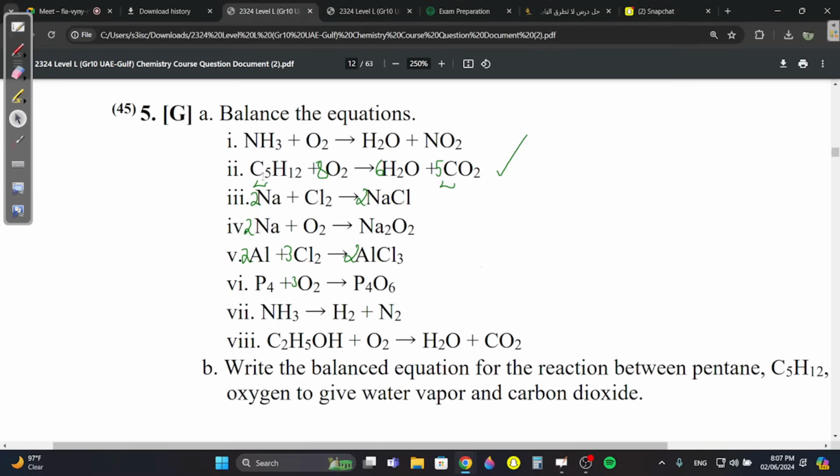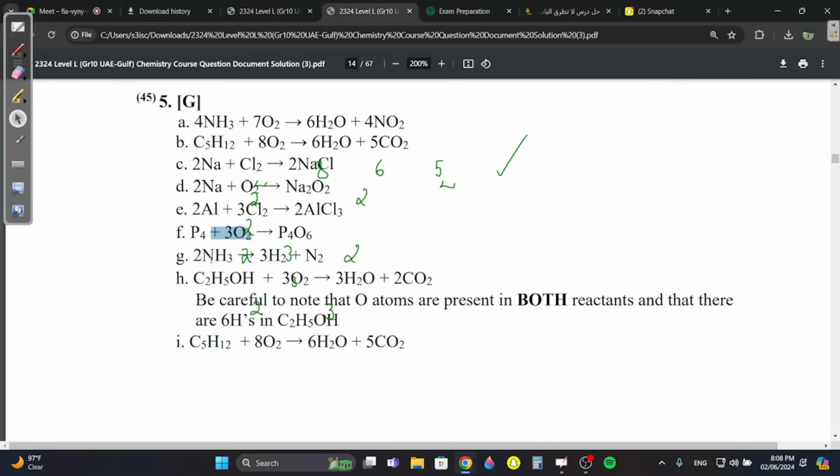Yes, multiply by 3. Okay, NH3 to produce H2 plus N2. 3 hydrogens here, 2 hydrogens here. Obviously, multiply this one by 3, multiply this one by 2. That way there's 6, 6. But now I have 2 nitrogens, 2 nitrogens. Is it balanced? Yes, 2, 2. It's easy, it's cool, it's calm.